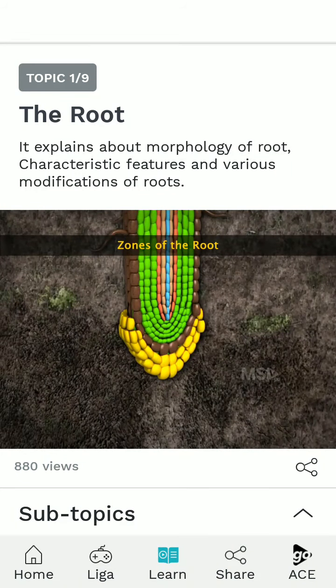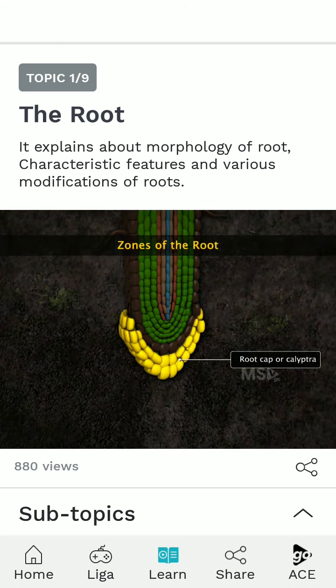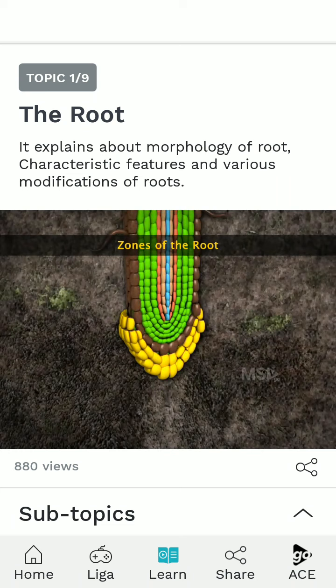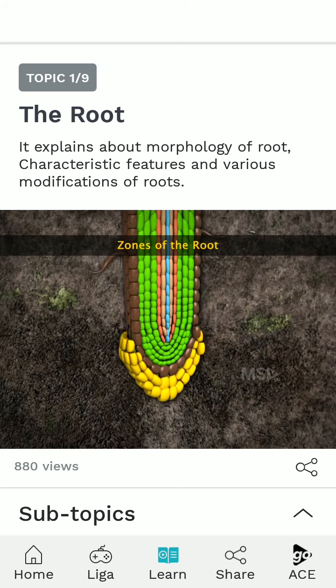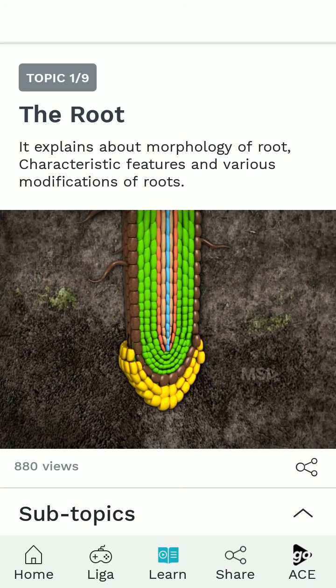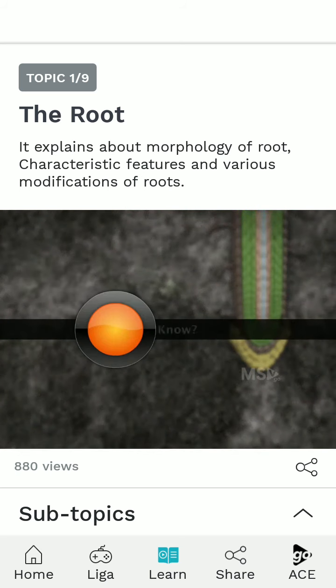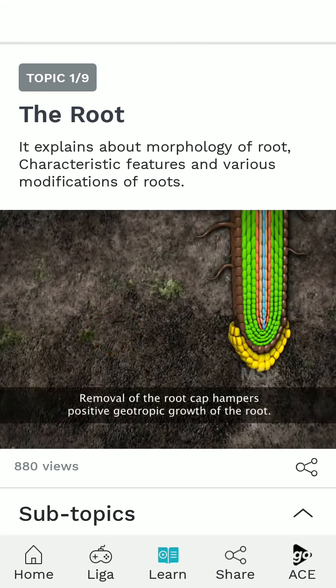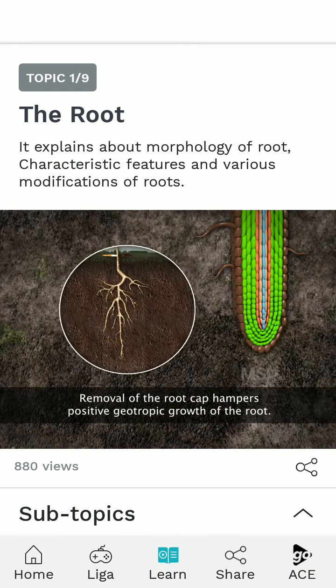The growing root apex in plants is protected by the root cap, which is also called the calyptra. The root cap consists of cells called statocytes, which are responsible for the downward growth of the roots in the direction of gravity. Did you know that if the root cap is removed, the plant root will grow in any random direction and not show positive geotropism?